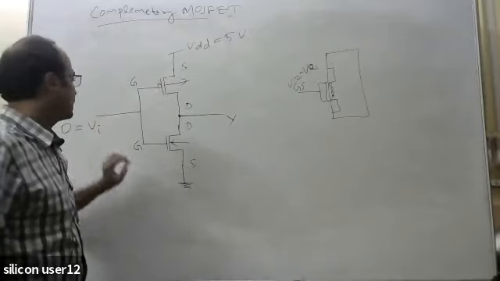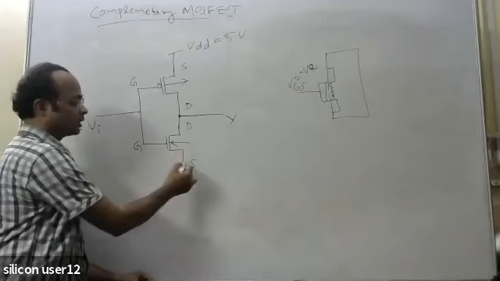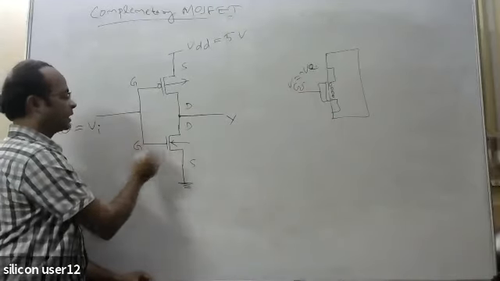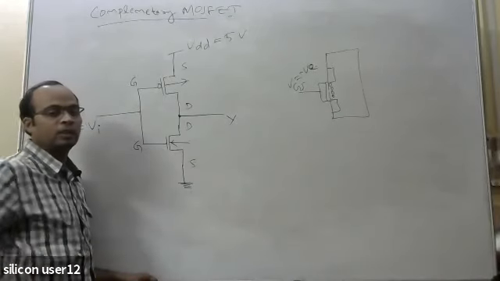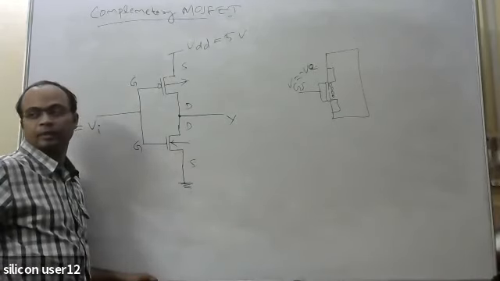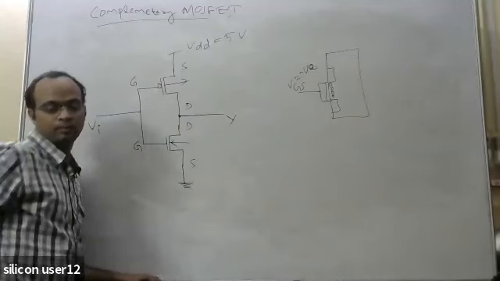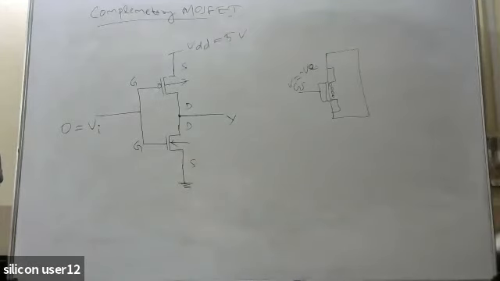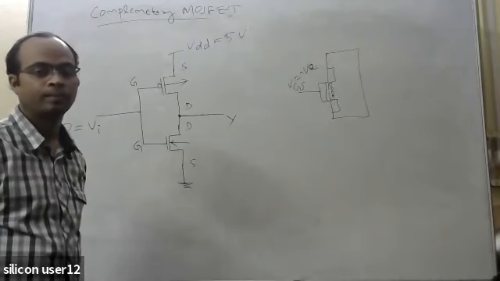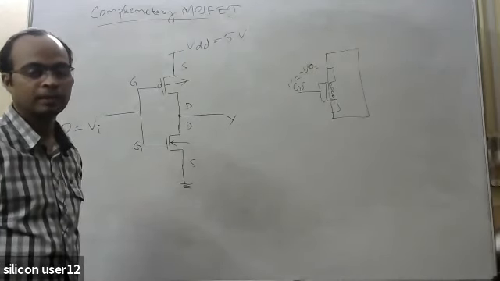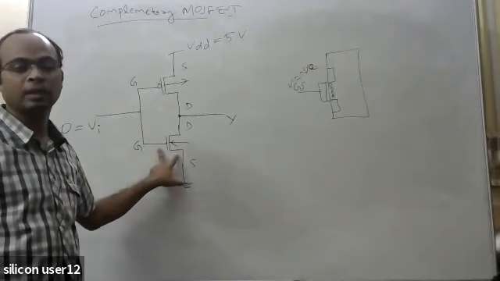Now come to the NMOS side. My source is at 0 potential and its gate is also at 0 potential. What will happen to its channel? Will the channel be created or not? Please think and tell me. Sir, both are zero, so nothing will happen. Yes, that is what you should tell me: both are zero, so it will not happen.